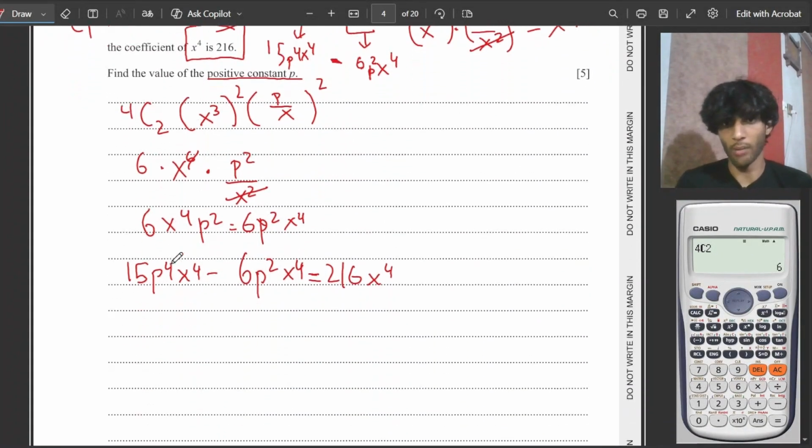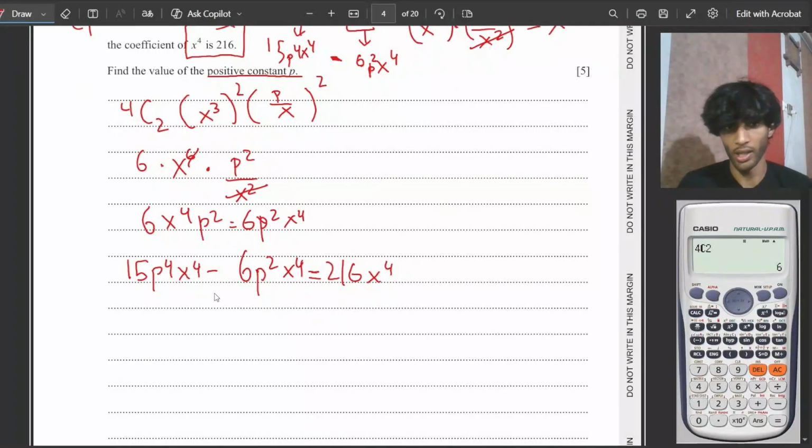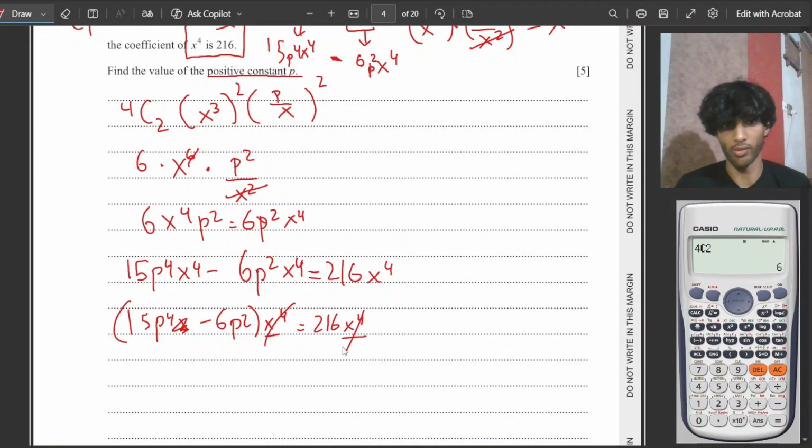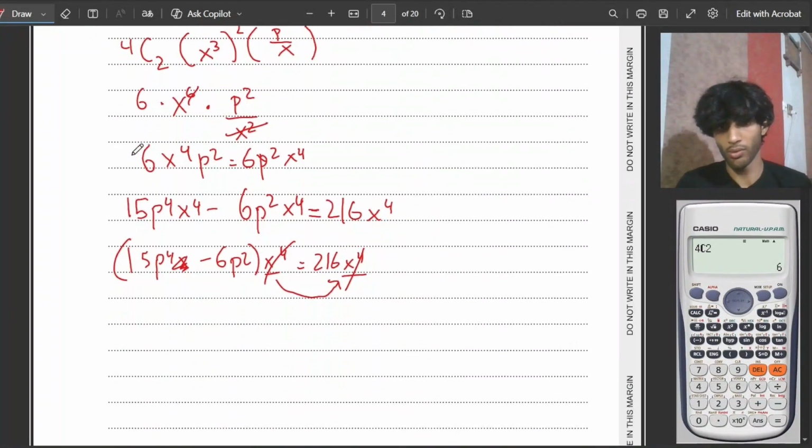Now here's what I can do. I'm trying to find p. I'm not trying to find x, right? So I can actually get rid of x. I can factor out the x from both of these terms. And I have an x on this side and I have an x on this side, so I can basically cancel these two. Or you can think about it like this: you take this x to the power 4 to the other side, it divides that x to the power 4, and at the end you have no x to the power 4. So now you just have 15 p to the power 4 minus 6p squared is equal to 216.